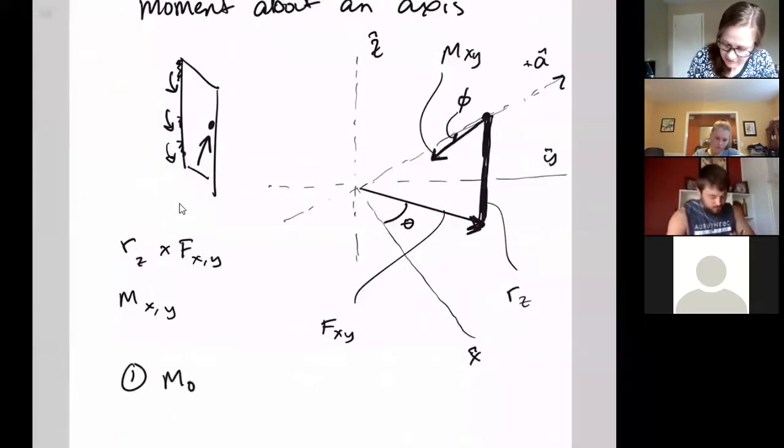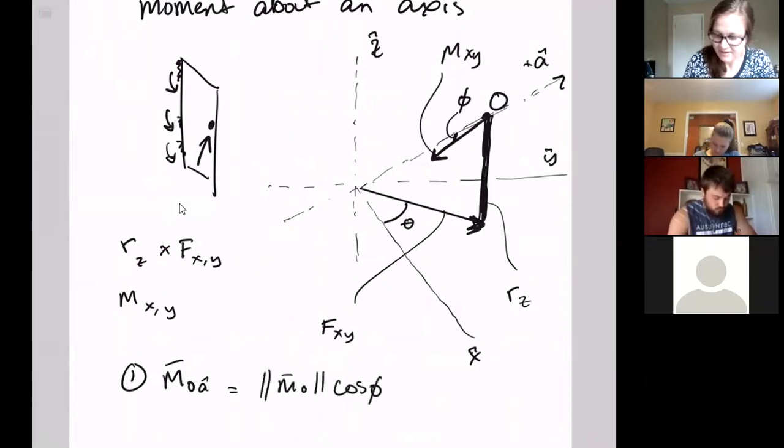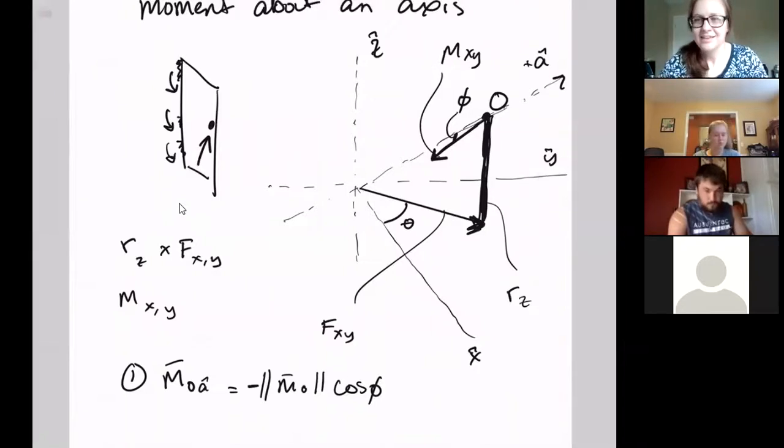And you would take the moment about O along the a-axis, and you would take the magnitude of the moment about O times cosine phi. And because it is going in the negative direction of this axis, you would have a negative sign in front of that. And that is the easiest way to get the moment along the axis. You're just looking for the component. Say, think of A as a new reference frame.